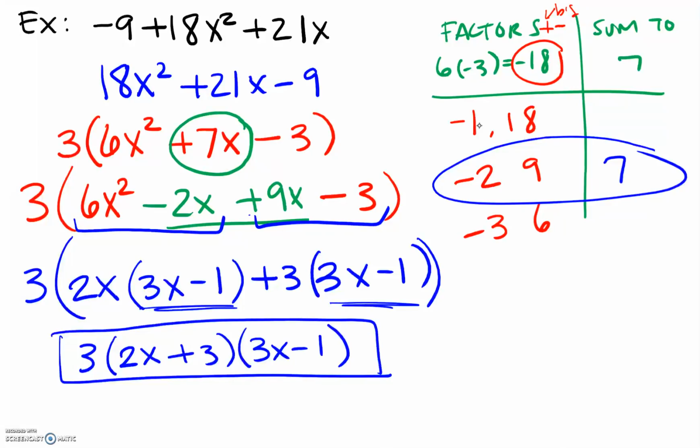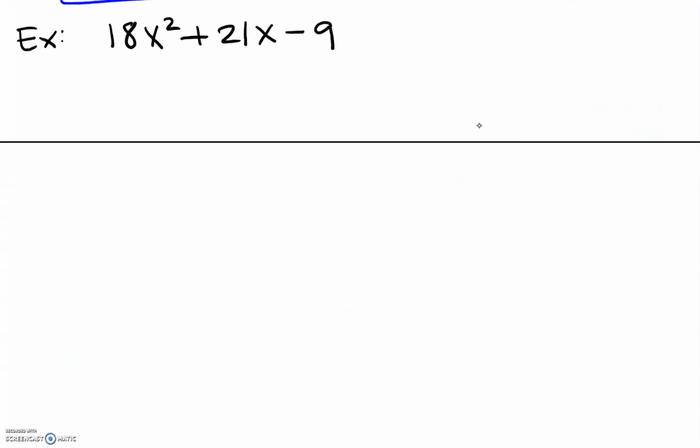I'm not going to do any more problems after this one. So let's just rewrite our descending order version of this to check out what would have happened if I hadn't taken out the 3 at the beginning. Okay, so say this is me. I didn't notice that. So I'm going to do my AC method. So I need to figure out what 18 times negative 9 is.